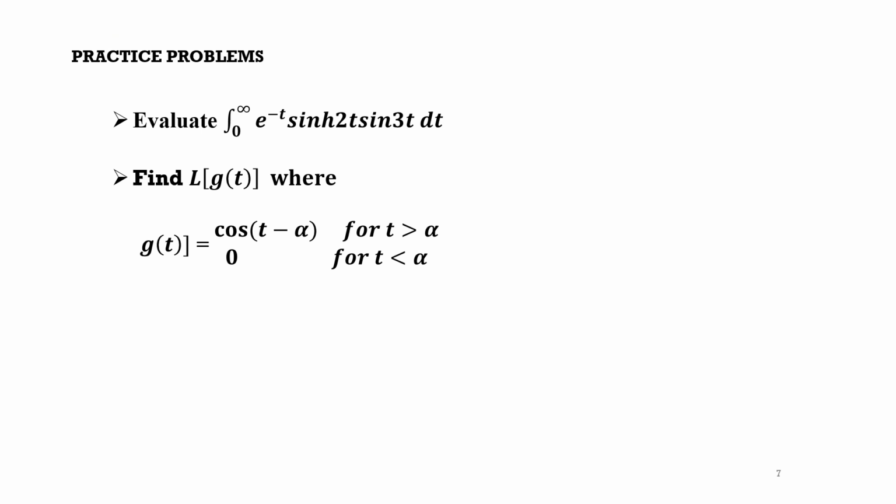So we have some practice problems here. This we can apply the previous method. For this we can apply the second shifting theorem. So here a will be equal to alpha and function f of t will become cos t.